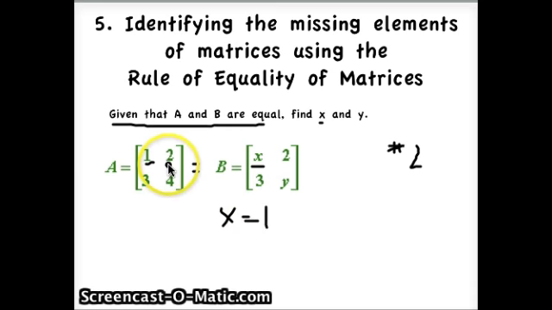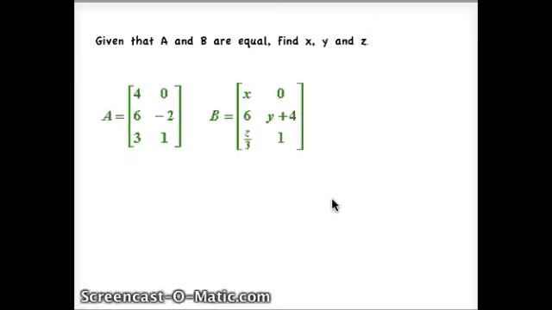Alright, so A12 must equal 2, and it does. A21 has to equal 3, and it does. And A22 equals 4, and we have the variable y here, so we know that y equals 4. Pretty simple. Most of it is just attention to detail, making sure you're paying attention to the specific row and specific column. So let's try another one.